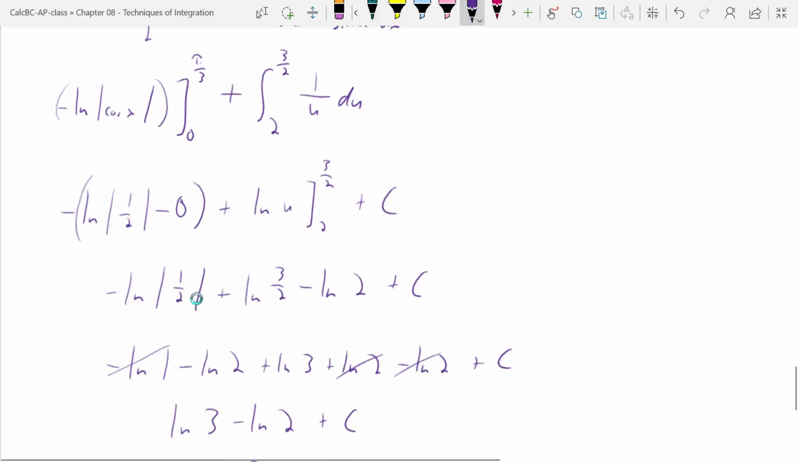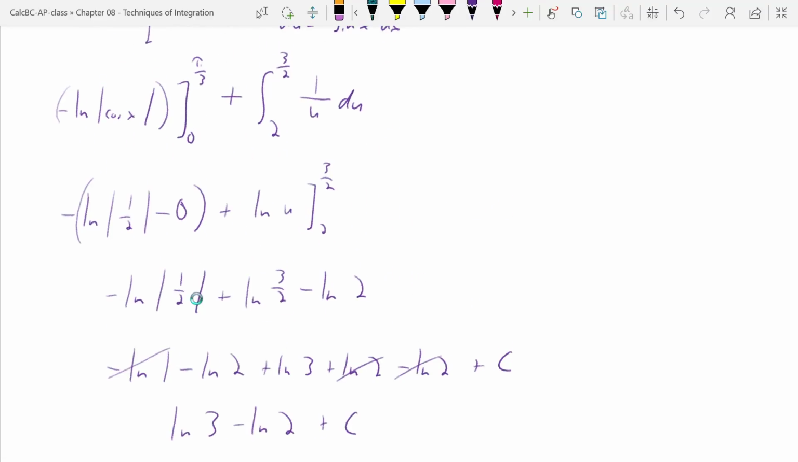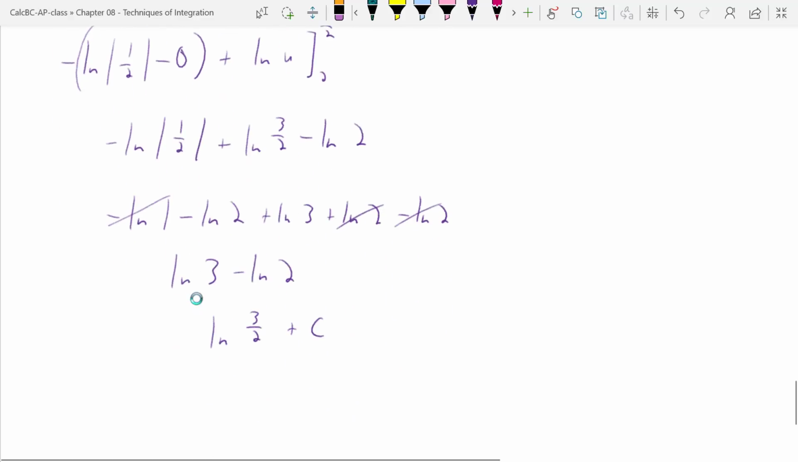Oh, sorry, there's no plus c here. This is not an indefinite integral. This is a definite integral. My bad. So erase those, circle, we're good. Okay, that's it.